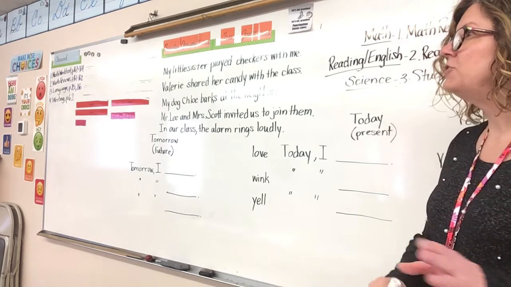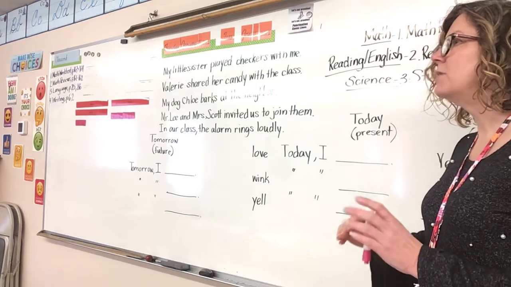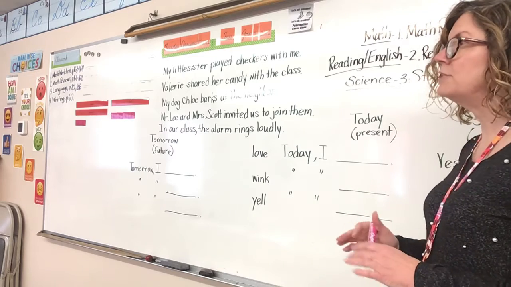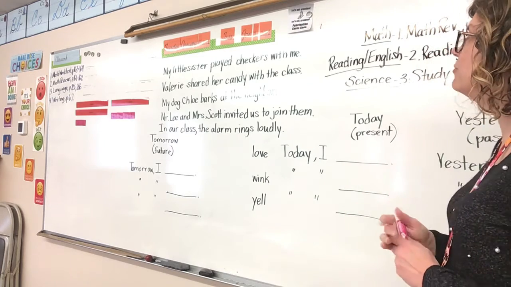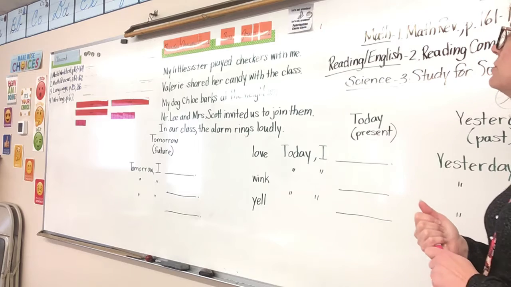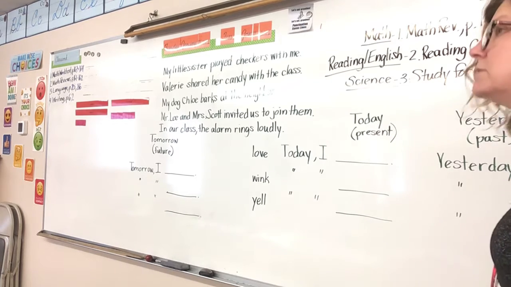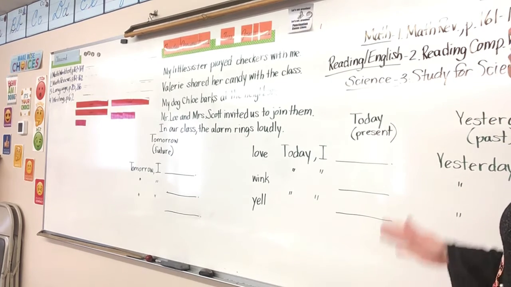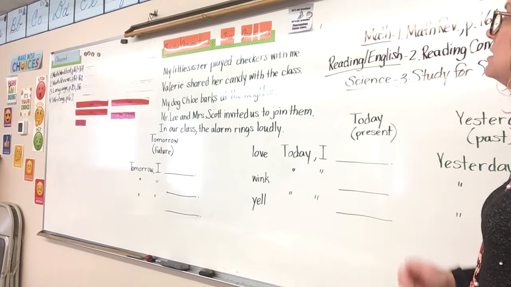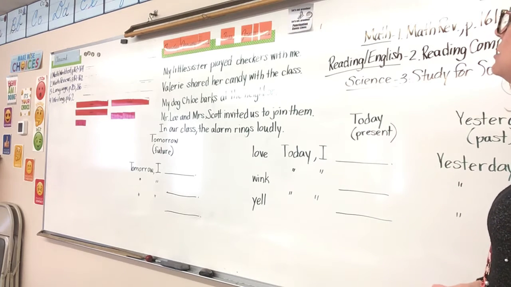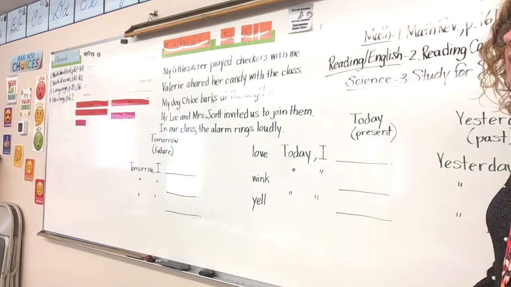You guys are used to underlining the subject part of the sentence once and the predicate part of the sentence twice. We're not doing that. We're just underlining the verb, which is the word that usually shows action. We'll learn more verbs that don't show action later, but right now, verbs show action. Let's read the sentence. My little sister played checkers with me.